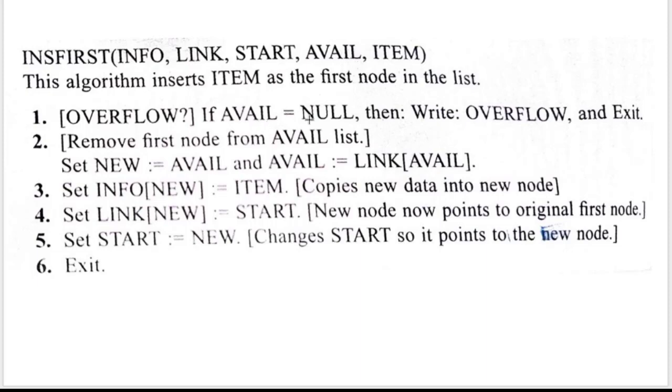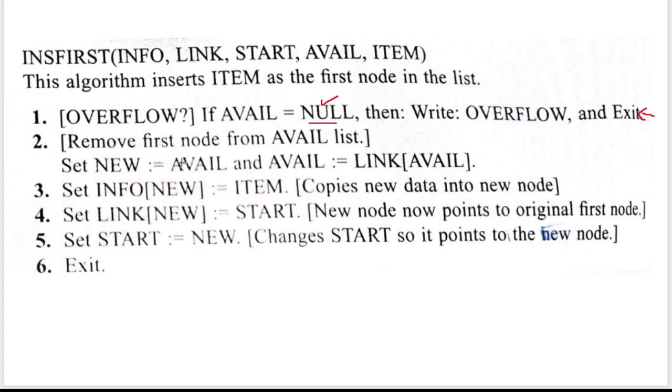If avail is null, which means it reached the end of the list and no space is available, we will print an overflow error message and exit the execution. We will not execute the following statements. Otherwise, if avail has some space which can store the next node, we will move further and execute these statements.